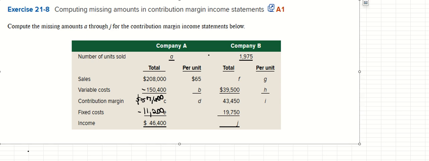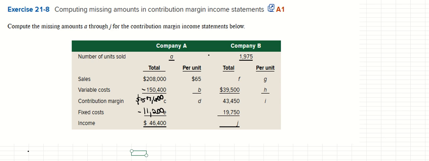Now I'm going to move on to company B. It looks like we have to work our way backwards, from bottom to top. We're given our contribution margin and our fixed costs, which means we can figure out the income by taking the contribution margin and subtracting out the fixed costs for company B. So that's 43,450 subtracted by 19,750. That's going to give me $23,700.